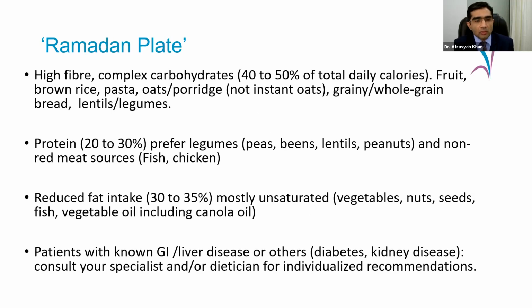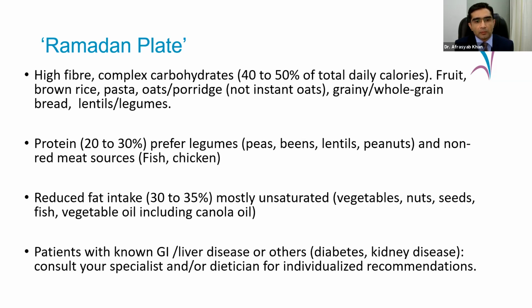And this is what's called the recommended Ramadan plate. We should aim to have more high fiber, complex carbohydrates. Those will include brown rice, oats, whole grain bread, a lot of lentils and legumes, pasta, fruits. So complex carbohydrates which do not result in a sudden high in blood sugar. In addition to that, complex carbohydrates take a little longer to digest, so you don't feel hungry very quickly after having them.